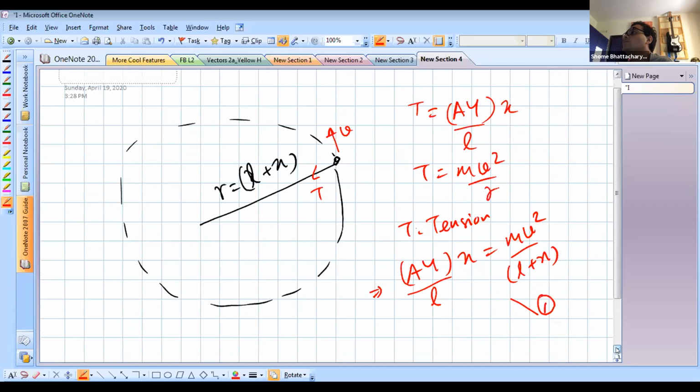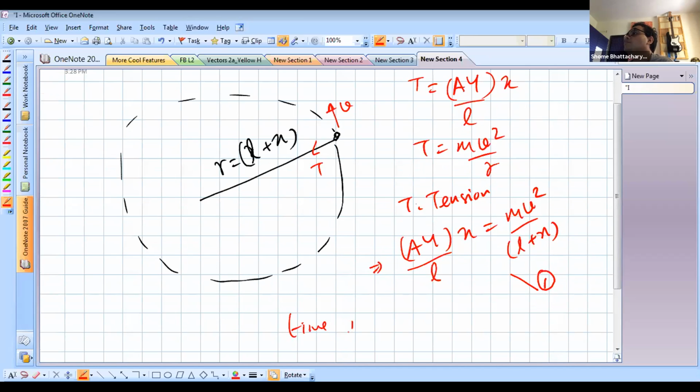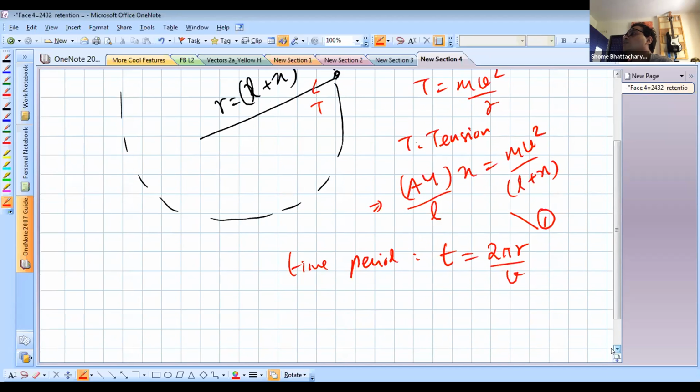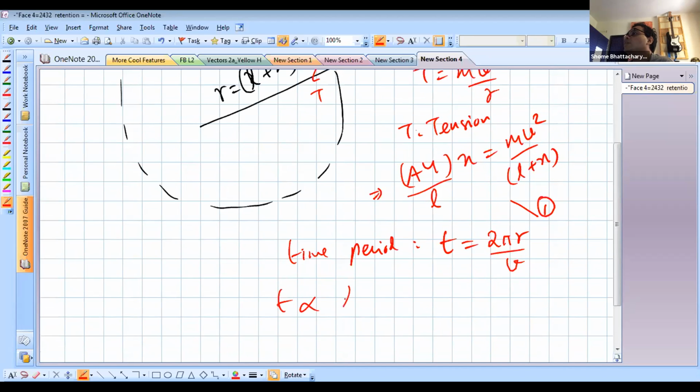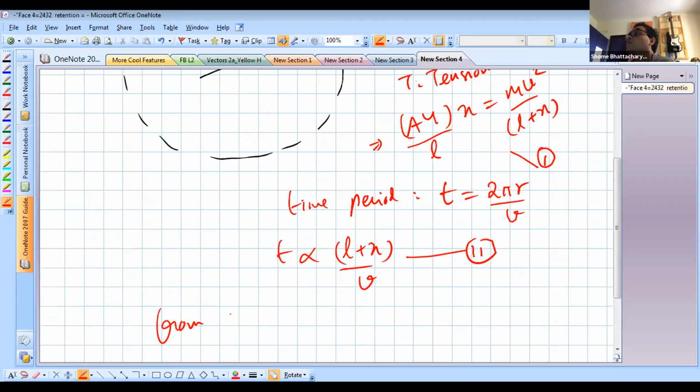Now, on the other hand, I have the equation that time period, let's say small t, is 2 pi r by v. So time period is proportional to L plus X divided by v. That is my second relation. And from equation 1, you can see that v square is proportional to what? It is proportional to L plus X into X. Rest of the things are constant: area, Young's modulus, natural length, and mass are constant.